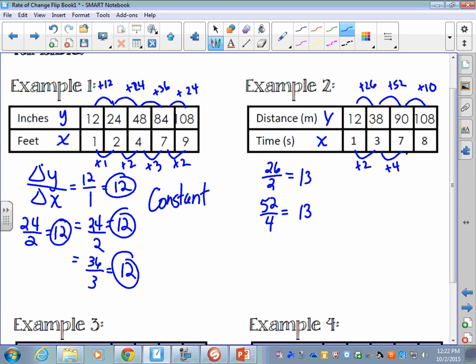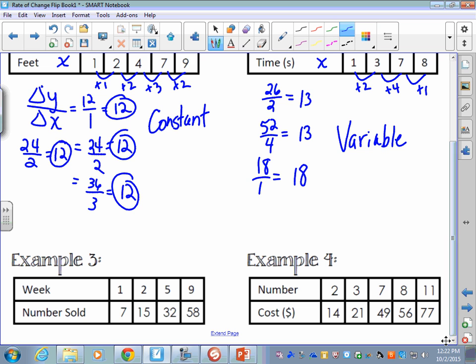All right. Then we go 90 to 108. That's plus 18. Then I go 7 to 8. That's 1. And then I have 18 over 1. What does that reduce to? 18. Okay, are these the same? No. So, because they are different, this is a variable. The unit rate or the rate of change is variable. It has to all be the same for it to be a constant rate of change.